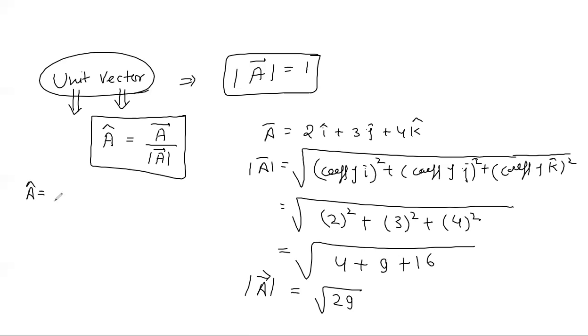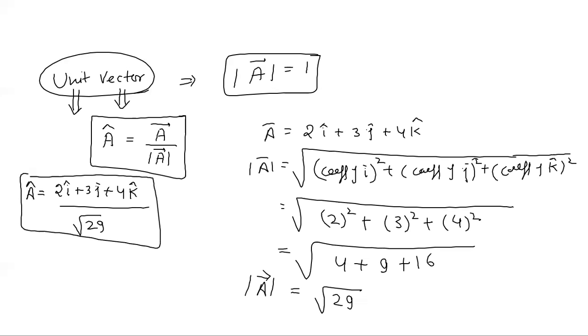So the unit vector is what? A cap equal to A vector upon mod A. A vector is what? 2i cap plus 3j cap plus 4k cap upon under root 29. Okay. So A vector is clear to all of you. So A cap gives only the direction in that case.